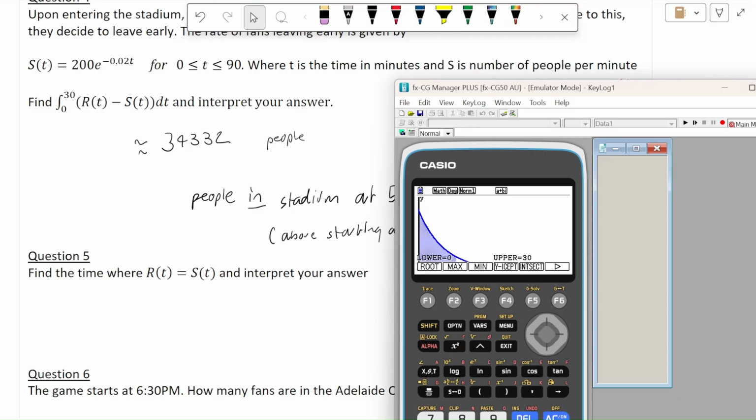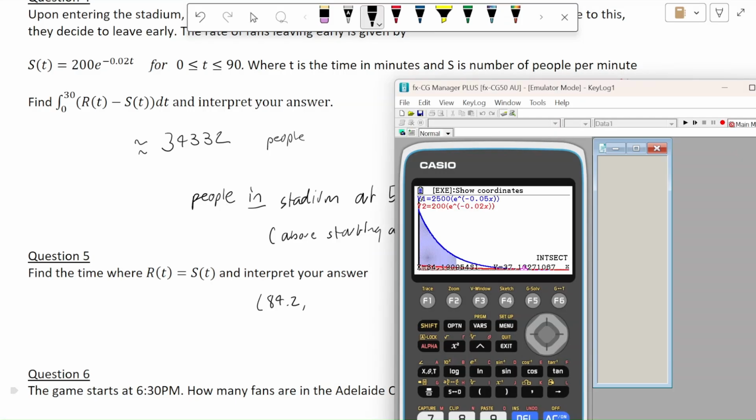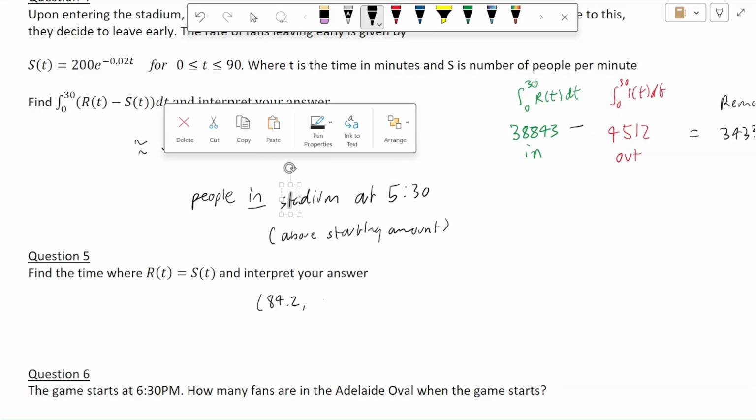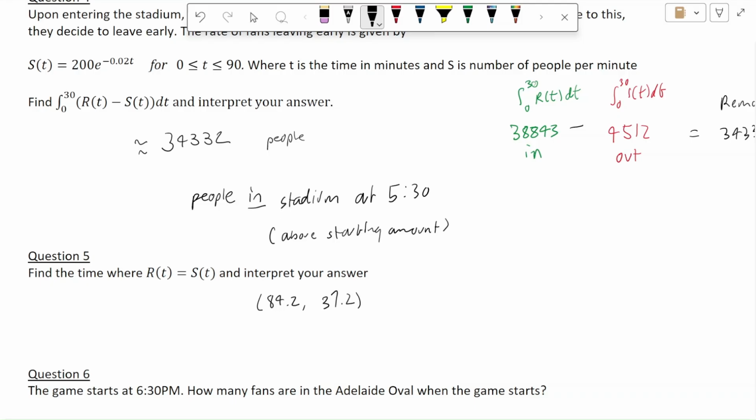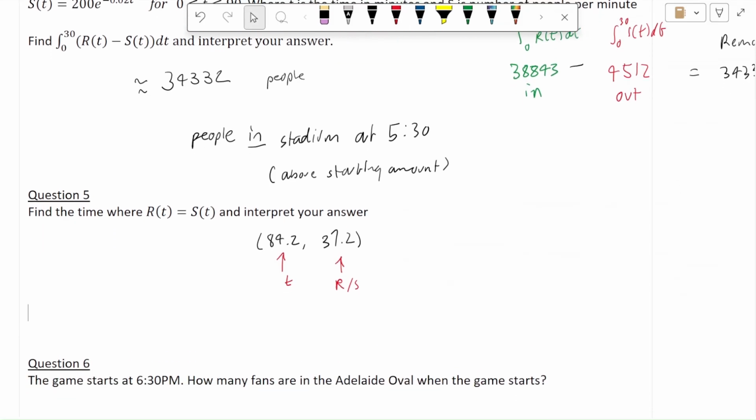So that's going to be Shift G solve intersect, and it should find it for us. 84 and 37. So 84.2. And it is 37.2, I think. So that is our T value, and that is our R or S value. Because R equals S, it could be either one. And we can interpret this.